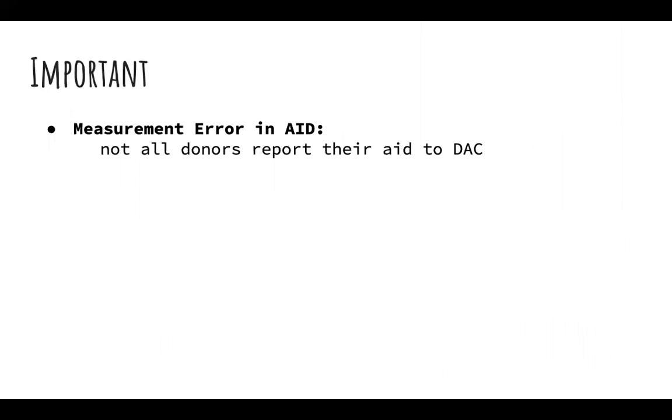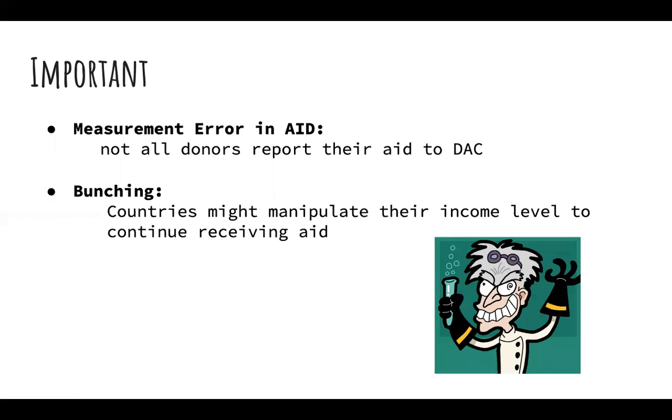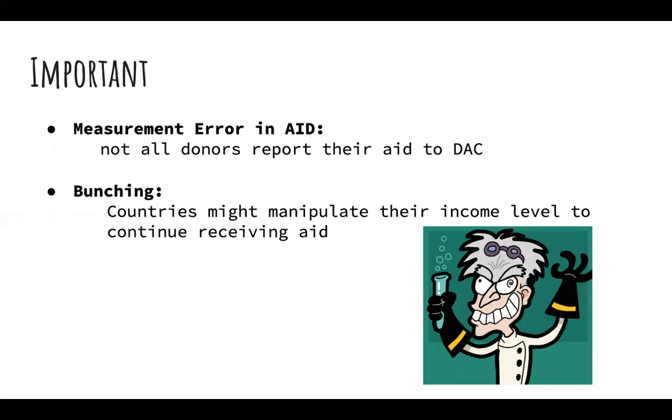Okay, so here are some important factors that the authors paid attention to. The first one is that aid is likely to be measured with error, and the aid to GNI ratio as well, because there is a possibility that not all donors report their aid to the DAC in all years. Another problem that could potentially bias the results is that some countries could manipulate their income level to continue receiving their aid. And even though the authors think that endogenous manipulation of the income level is highly unlikely, they still tested for evidence of data manipulation.